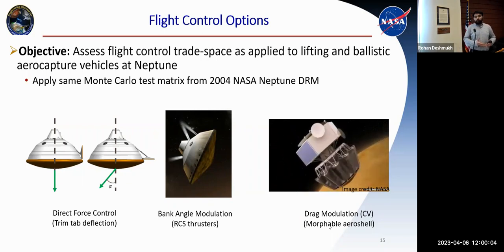Recall I talked about the 2004 design reference mission, where they developed a slender aeroshell that I showed the picture of. But what we want to look at is, can we use new control methods and our new guidance methods to potentially enable aeroshells that we're a little bit more familiar with? You might have seen an aeroshell that looks like this. This is the Mars Science Laboratory. So we want to see if we can use the advancements that we've made over these past 20 years to enable some of these aeroshell concepts that we're more familiar with.